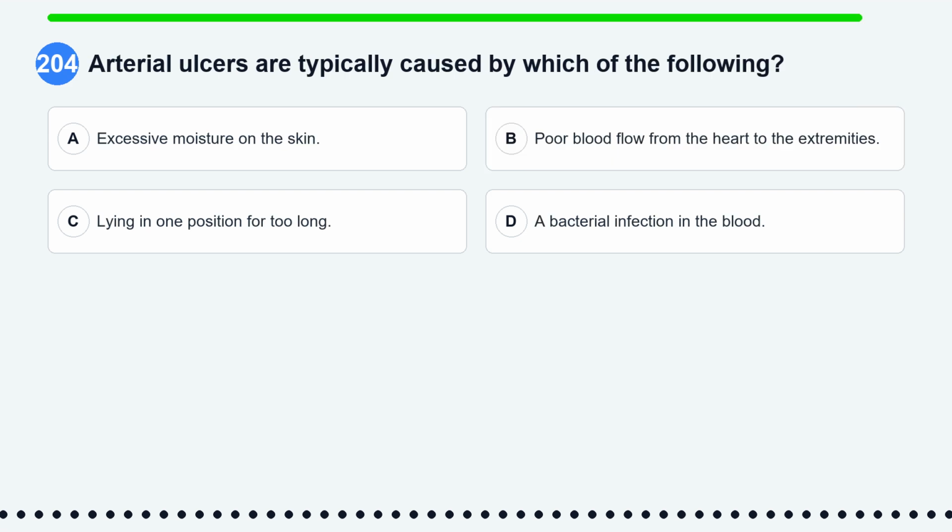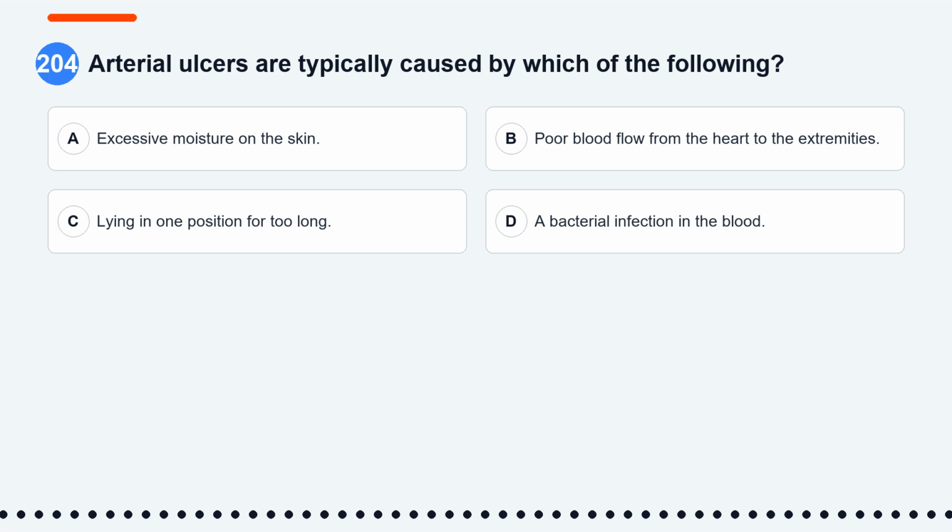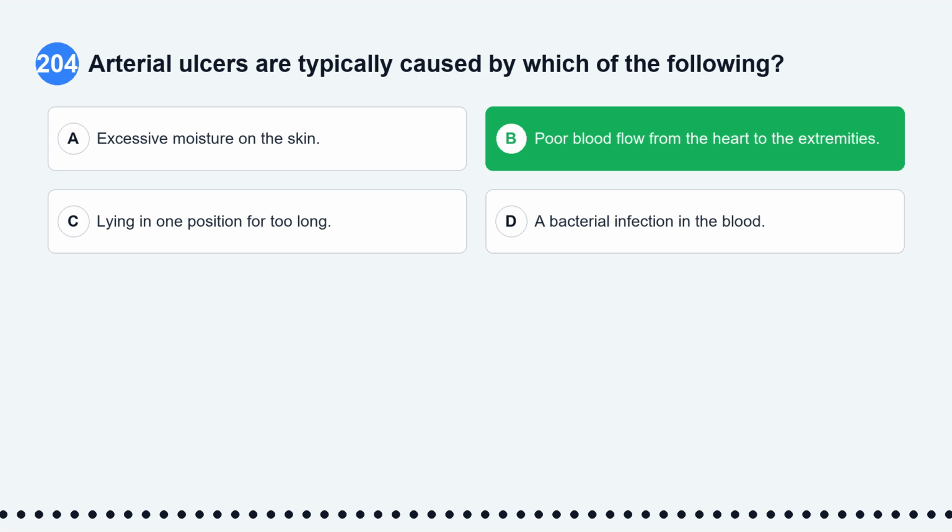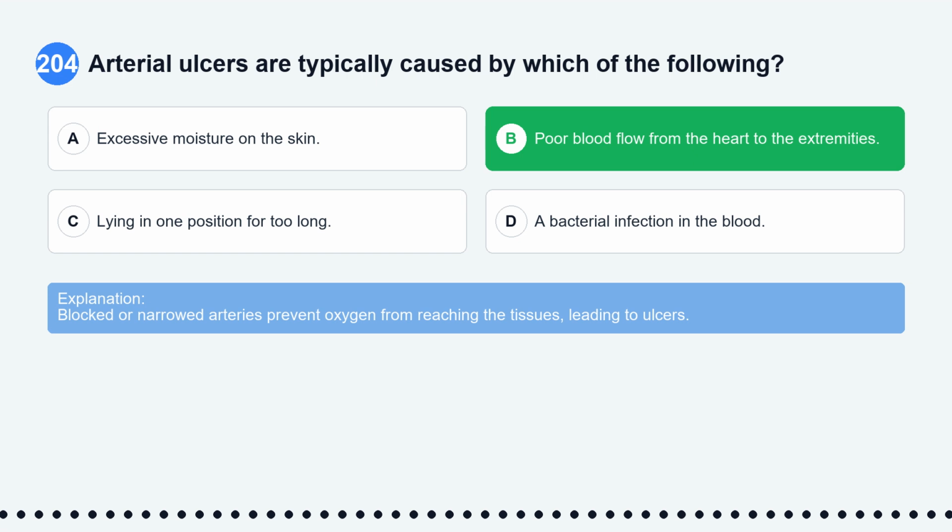Question 204. Arterial ulcers are typically caused by which of the following? Option A, excessive moisture on the skin. Option B, poor blood flow from the heart to the extremities. Option C, lying in one position for too long. Option D, a bacterial infection in the blood. The correct answer is option B, poor blood flow from the heart to the extremities. Blocked or narrowed arteries prevent oxygen from reaching the tissues, leading to ulcers.